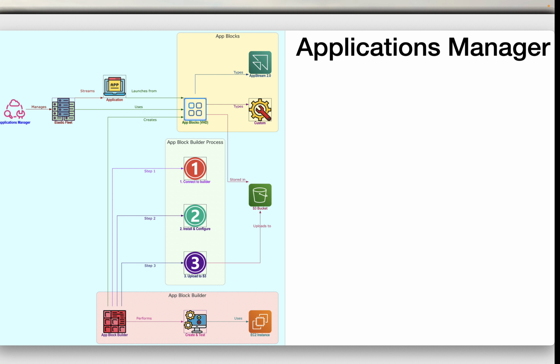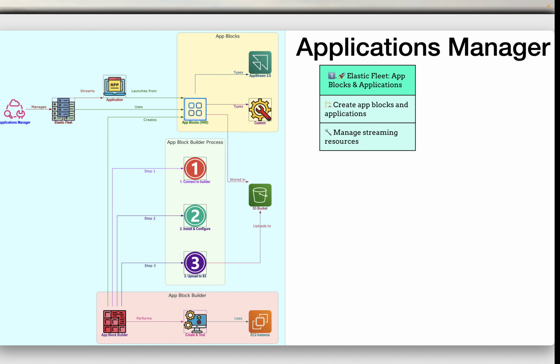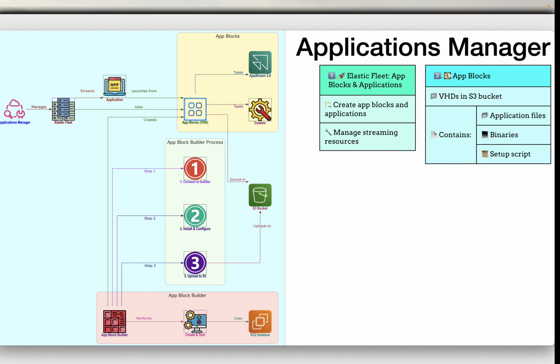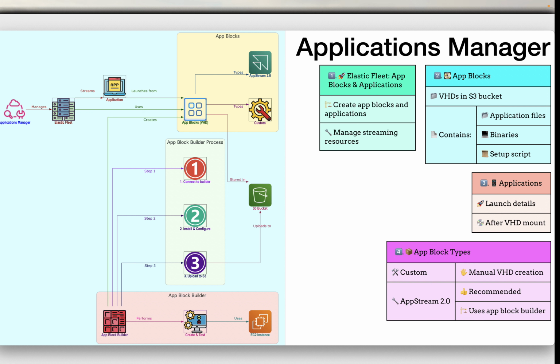Okay, next is Applications Manager. So when using an Elastic Fleet, you can create app blocks and applications to manage your streaming resources. App blocks are virtual hard disks, VHDs, which are stored in an Amazon S3 bucket in your account. They contain application files, binaries, and setup script for the operating system. Then applications. These contain the necessary details to launch your application after the VHD, which is the virtual hard disk, has been mounted.